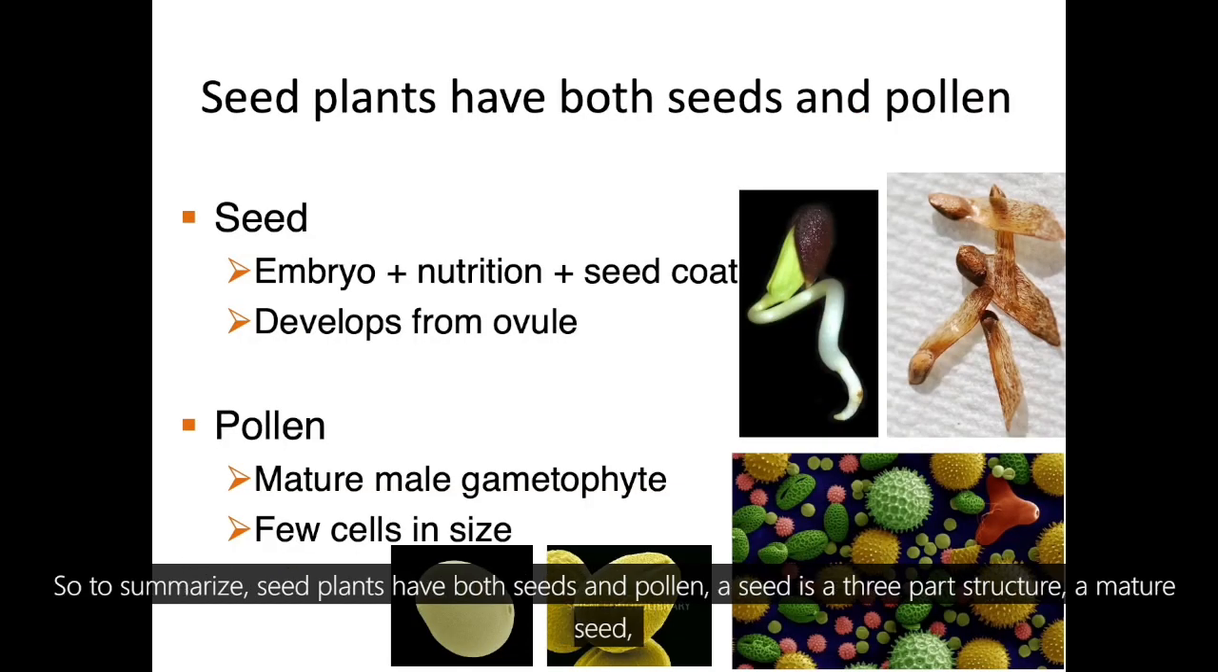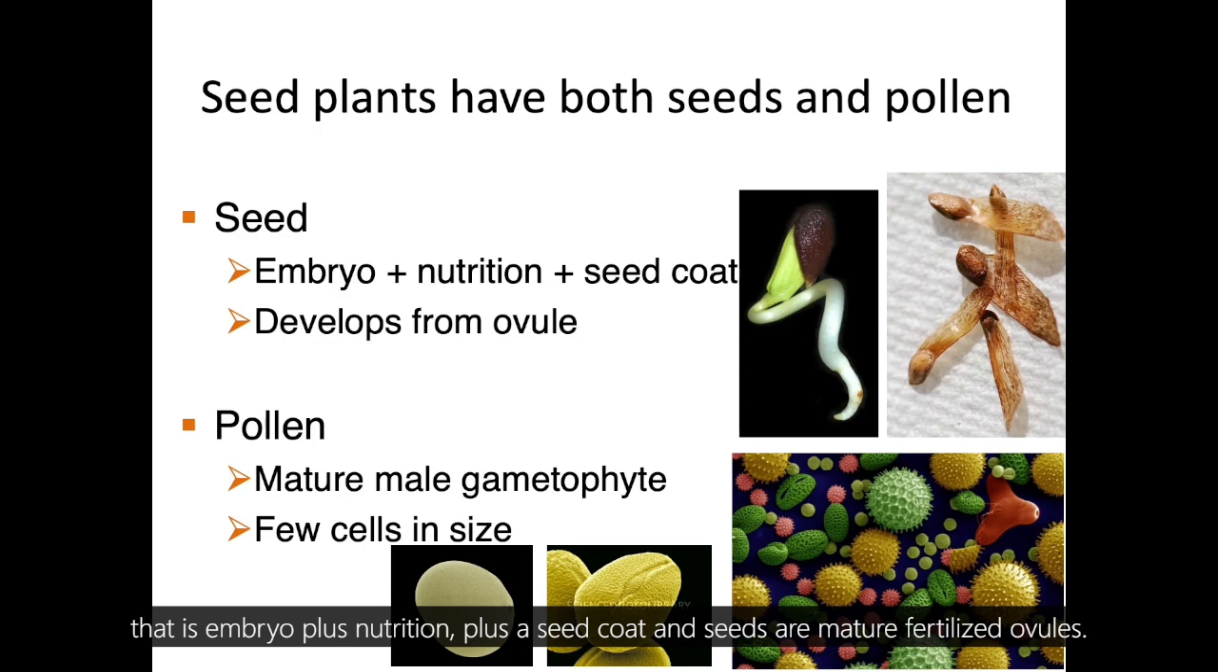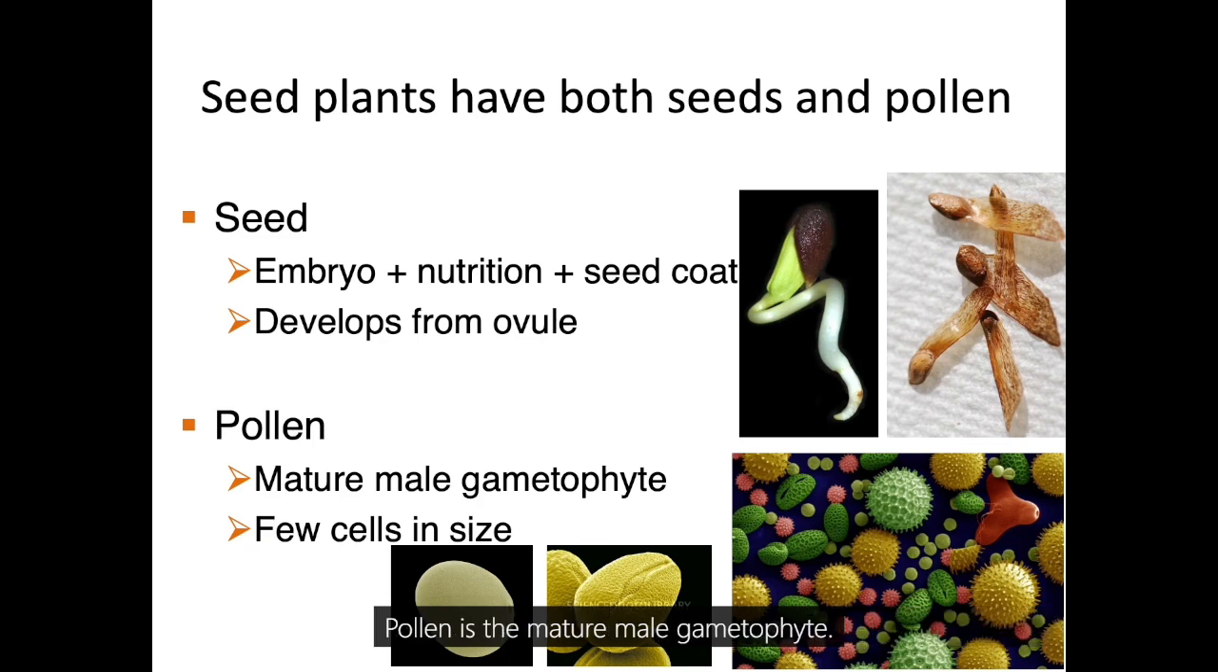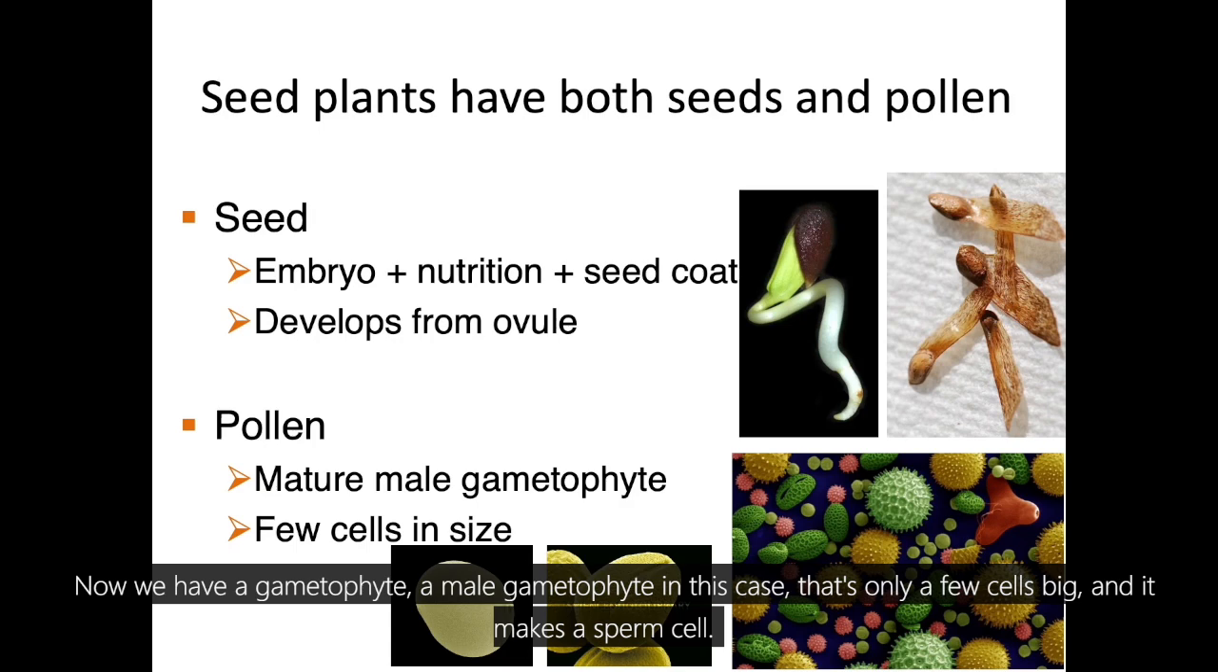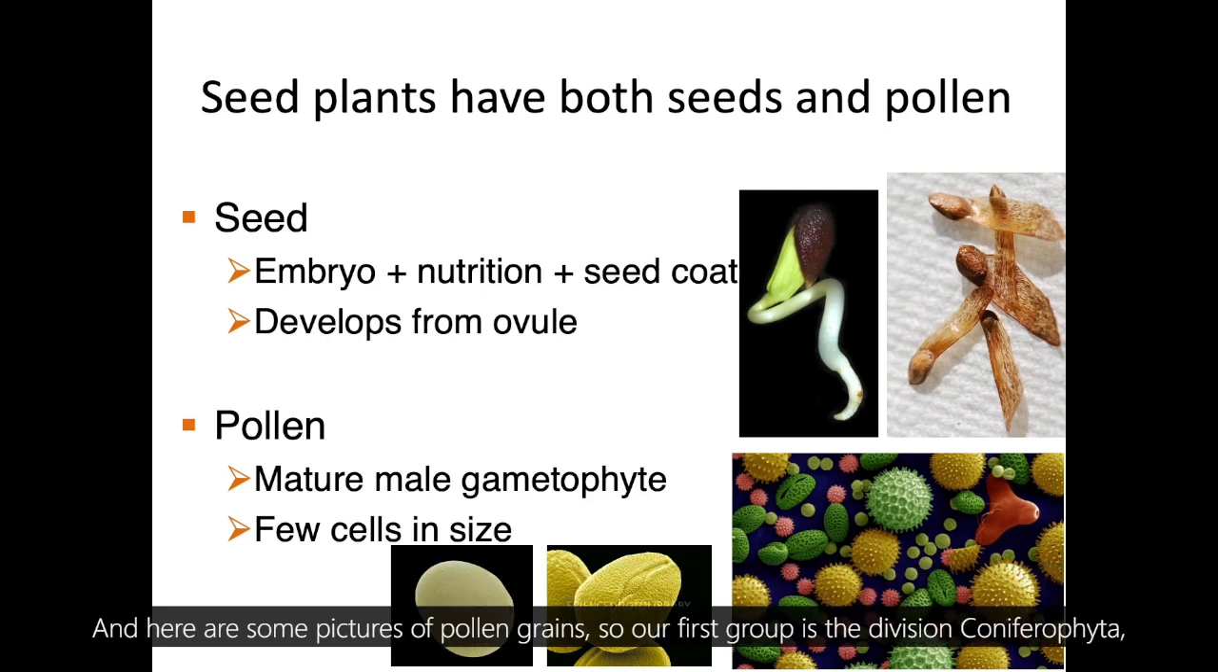So to summarize, seed plants have both seeds and pollen. A seed is a three-part structure, a mature seed that is. It's embryo plus nutrition plus a seed coat. And seeds are mature fertilized ovules. Pollen is the mature male gametophyte. Pollen is only a few cells big. So compare this to mosses, where a gametophyte was thousands of cells big. Now we have a male gametophyte that's only a few cells big, and it makes a sperm cell. And here are some pictures of pollen grains.